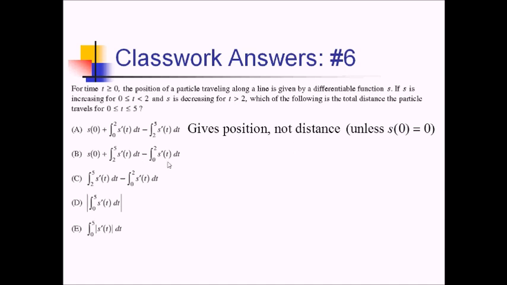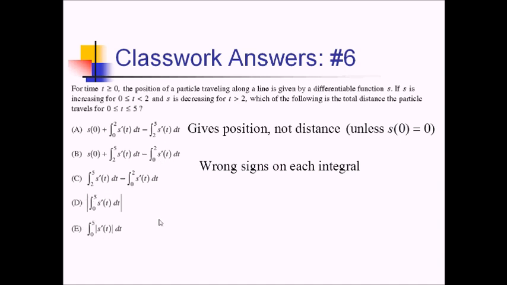Moving on to this next one here. Well, here we have the same issue with this initial position. And also, for this one and choice C, we have the wrong integral being positive and the wrong one being negative. We want the positive integral to be from 0 to 2 and the negative one to be from 2 to 5. So that's no good. So we come down to D and E. The only difference between these, with D, the absolute value is outside the integral.